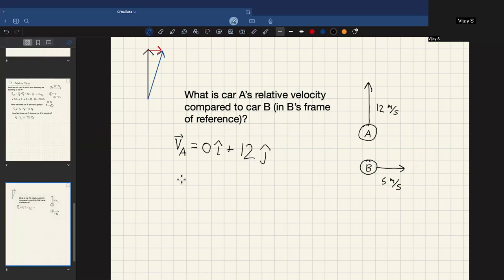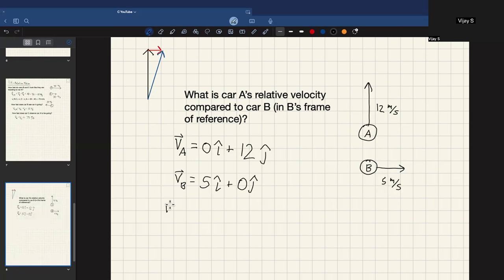The velocity of car B is going to be 5 i hat plus 0 j hat because it's not moving vertically. So 5 i hat plus 0 j hat. You do not have to write the zeros if you don't want to. The only reason I'm doing it right now is just to make clear what the vector subtraction is going to look like here as we're actually solving it.